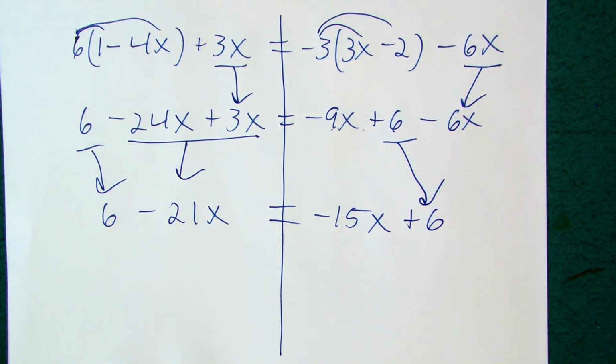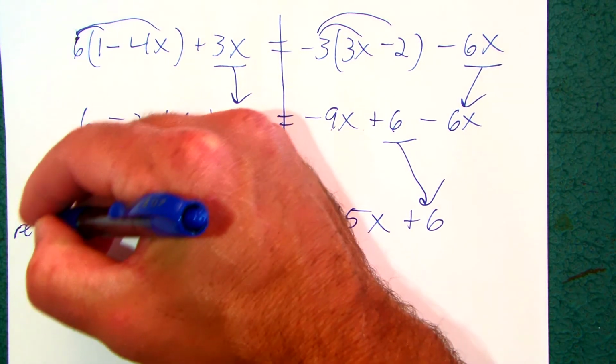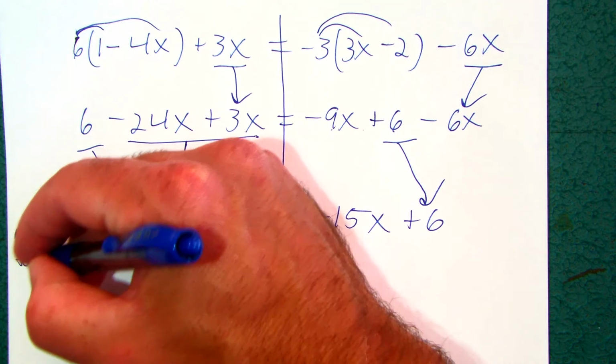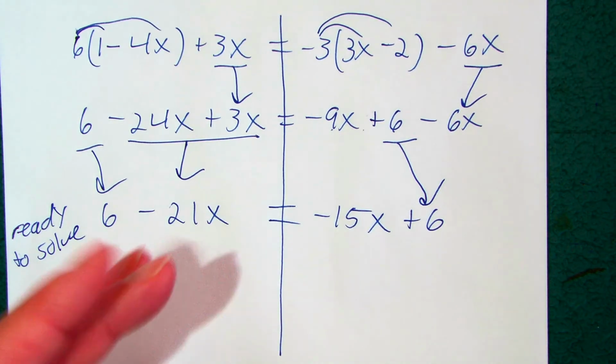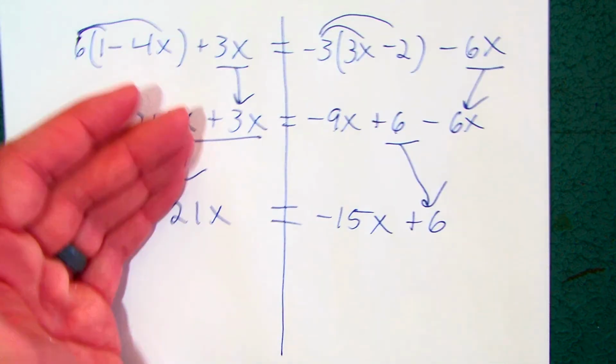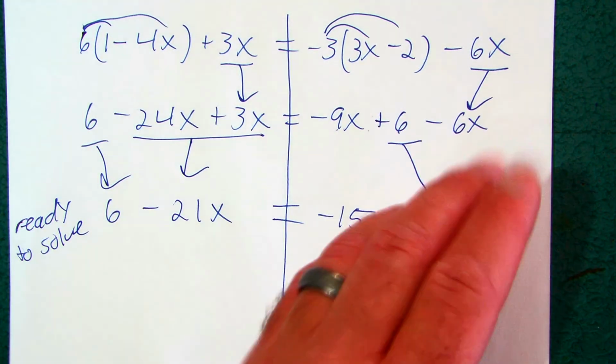So we have a negative 21x on the left, a negative 15x on the right. Again, it doesn't really matter which side you go to. I like to keep the coefficient positive, so I'm going to add 21x. And when I say ready to solve, I mean this is the first time I'm going to move something from the left to the right, or vice versa. It doesn't matter, right to the left.